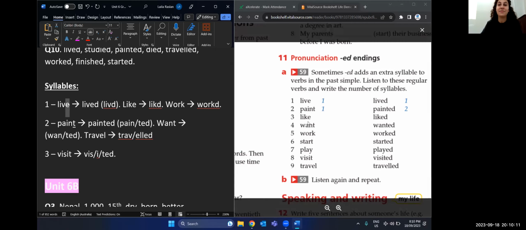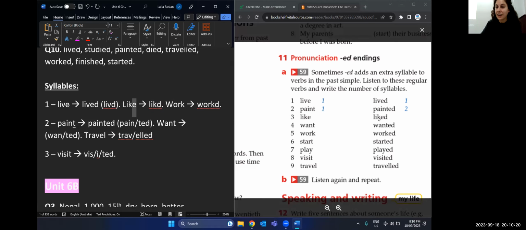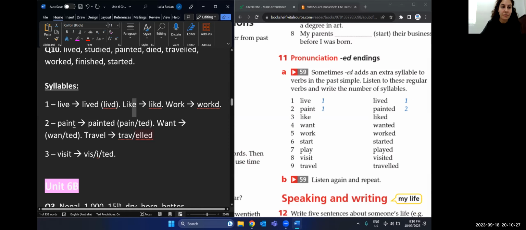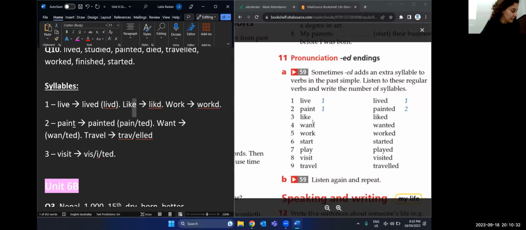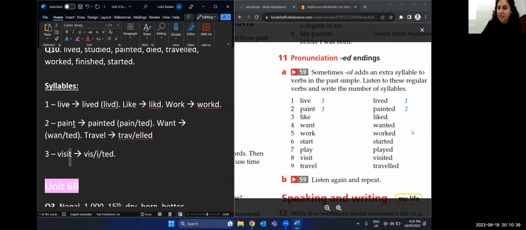Like. So put a one, because it ends in an E. The E becomes silent. So liked. So like, one sound, liked, one sound. Want. Want is one sound, but wanted, when it ends in a T and it takes an ED, becomes wanted, two sounds.